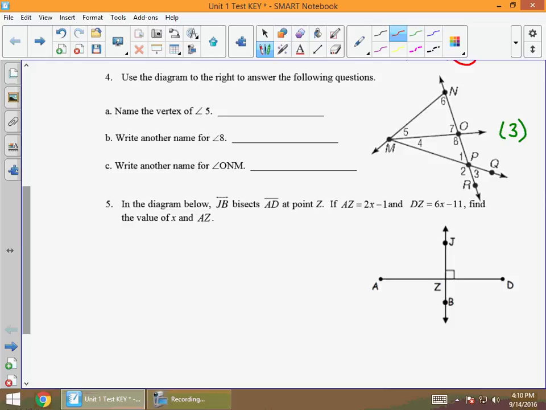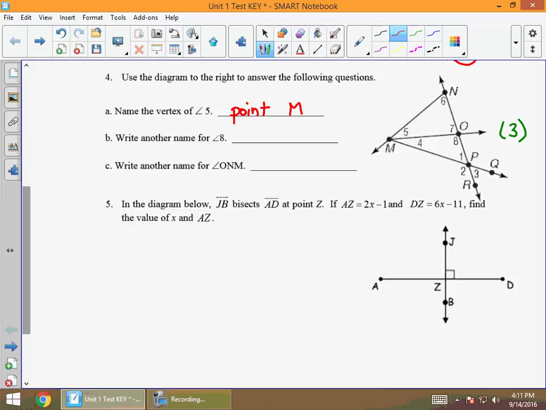And it wants us to name the vertex of angle 5. A vertex is a point. I know that. So this is some point. And I have to find angle 5. Right here is angle 5. If I look at where the point is made at angle 5, that vertex is point M. It is not an angle. That is a point. Point M is the vertex.